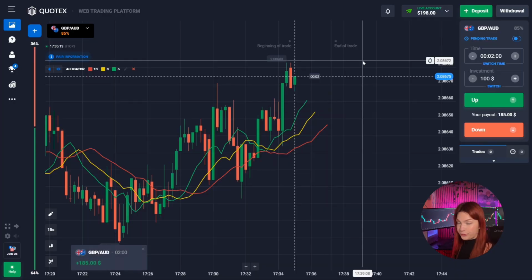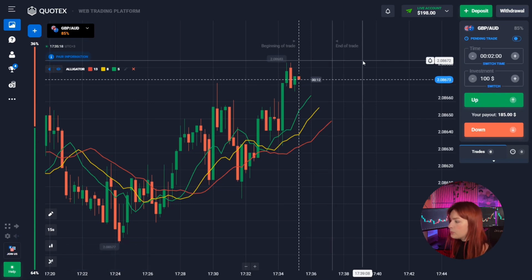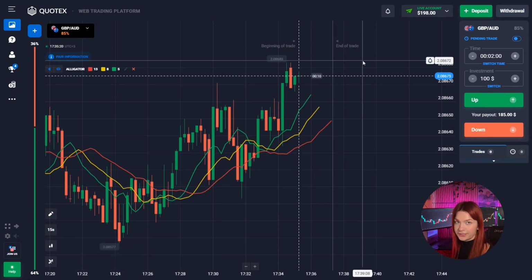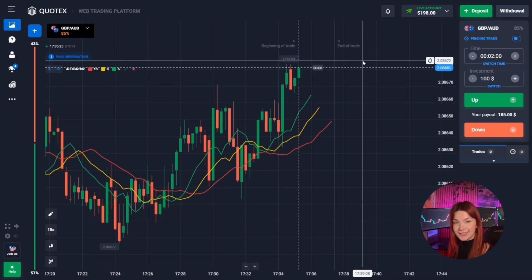Alright guys, this is our first deal and it's not bad at all. As you can see, the price has made an upward momentum and we got profit here. So that's not bad. Let's continue, guys.